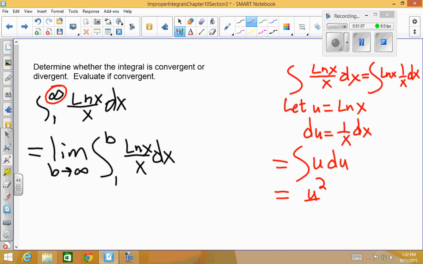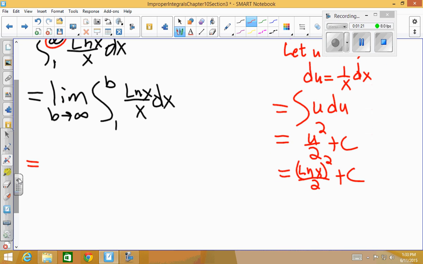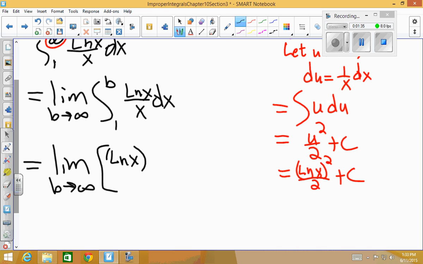U squared over 2 plus c. U is equal to the natural log of x. So the natural log of x squared over 2 plus c. That's an antiderivative. It's the collection of all antiderivatives, but we really just need one. So our limit here becomes the limit as b goes to infinity of the natural log of x squared over 2 evaluated from 1 to b.